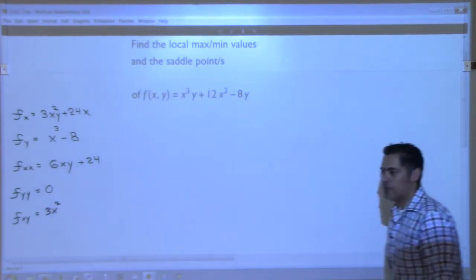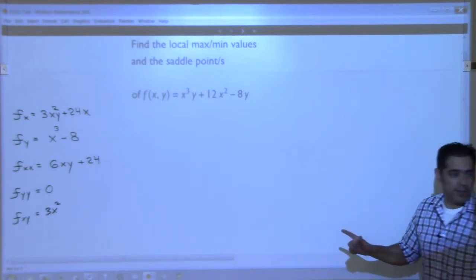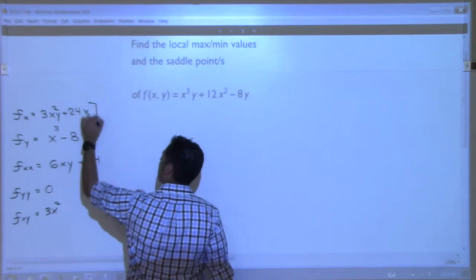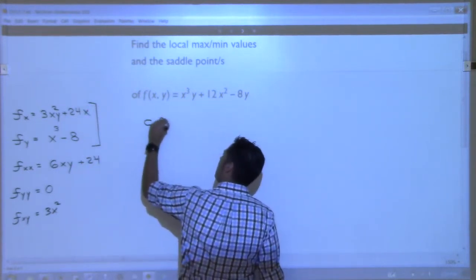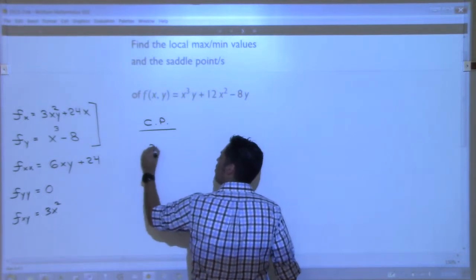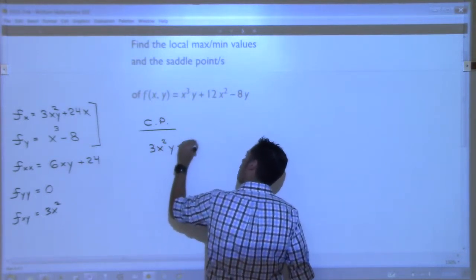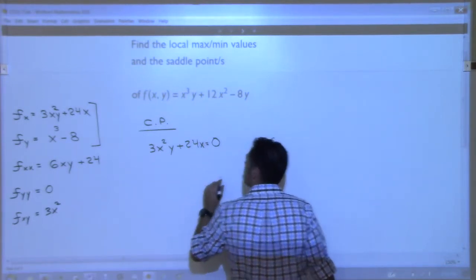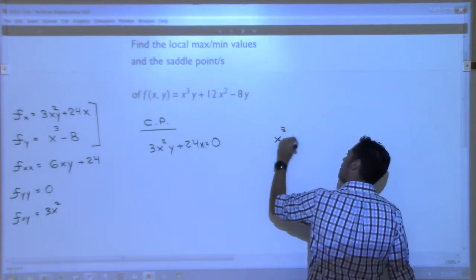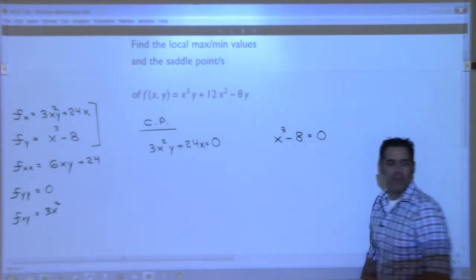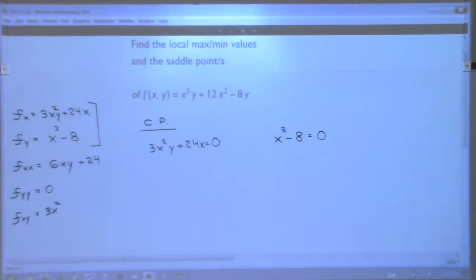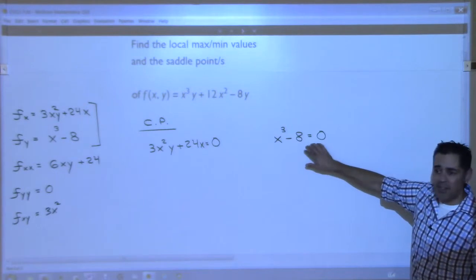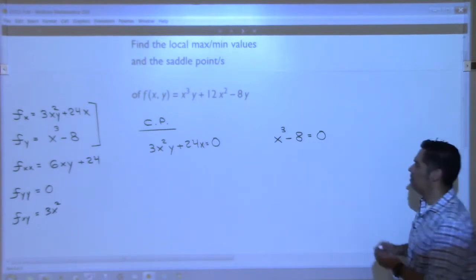All right, so we need to first find our critical points, which means we need to work with these 2. I'm going to put CP for critical points. I need to know where 3x squared y plus 24x equals 0, and I also need to know where x cubed minus 8 equals 0. The second one is really nice to see, because this forces x to be 2. There's no way around it. x has to be 2.